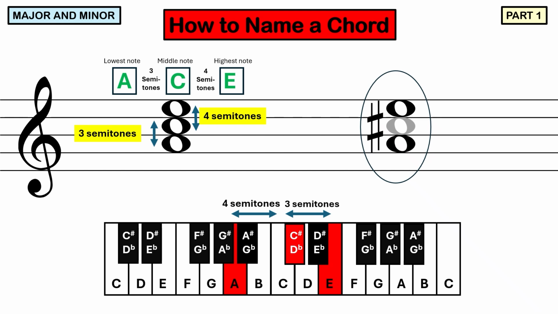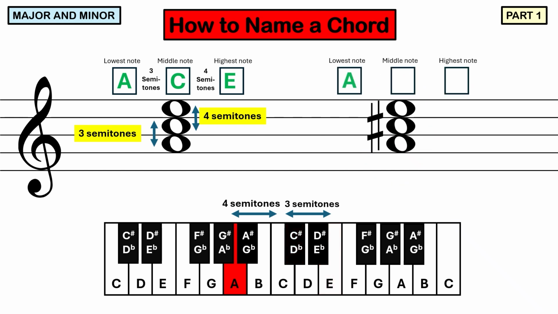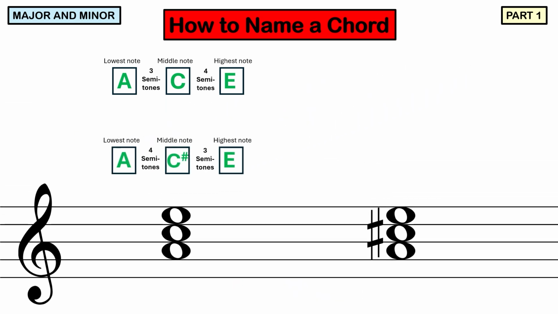Let's show this information a little bit clearer. Our lowest note is A. We move 4 semitones right to C sharp, and then we move 3 semitones right to E. Let's move this information underneath. When you have a chord which has 3 semitones between the lowest 2 notes and 4 semitones between the highest 2 notes, this is always a minor chord.